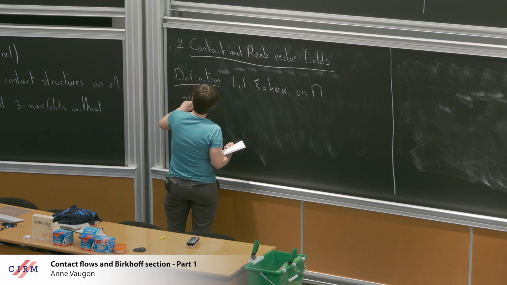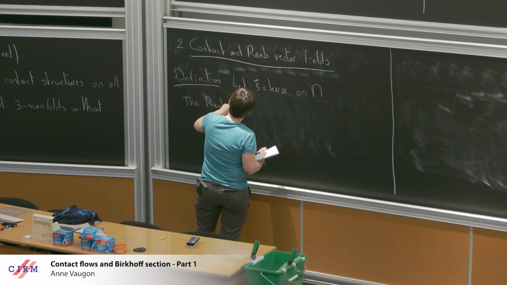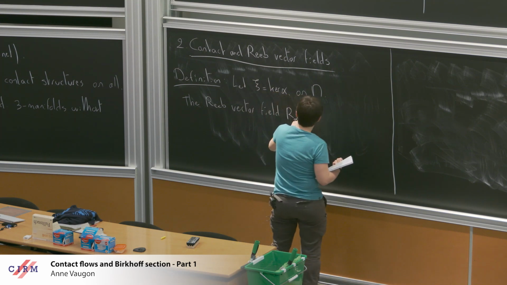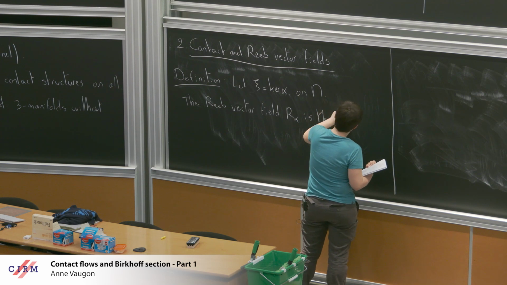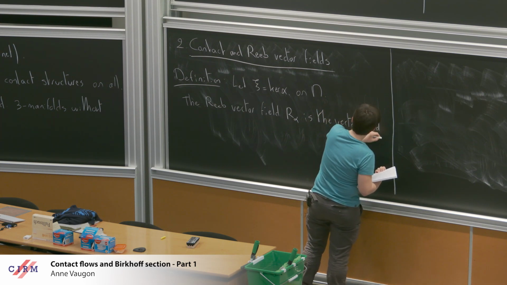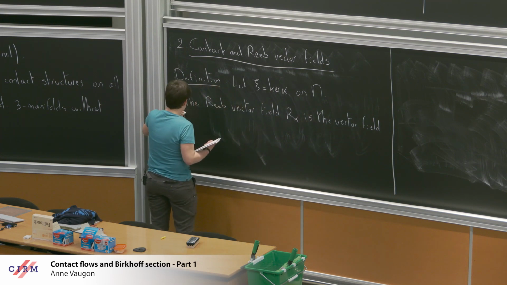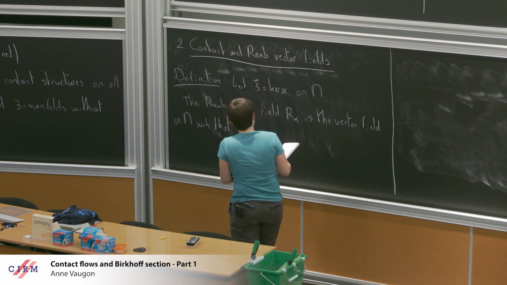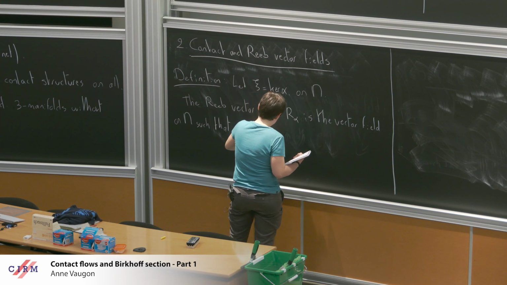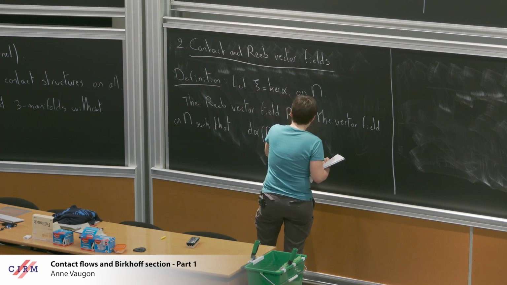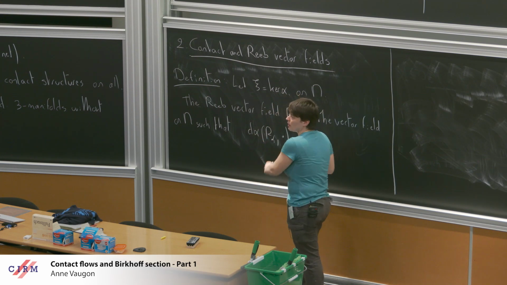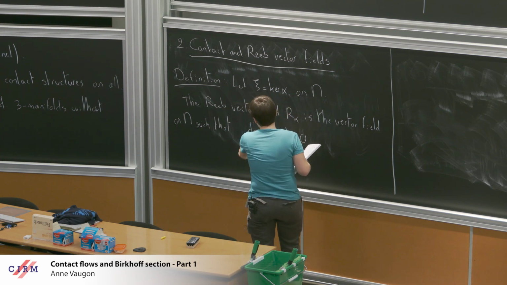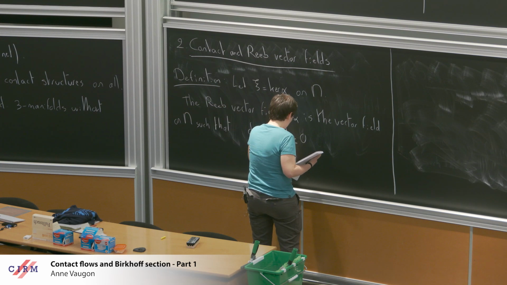Then the Reeb vector field R alpha is a vector field on M such that the two following conditions are satisfied. The first one is, if I plug R alpha into d alpha, I obtain zero. And the second one is that alpha evaluated on R alpha is 1.